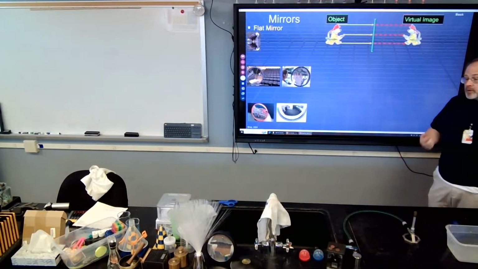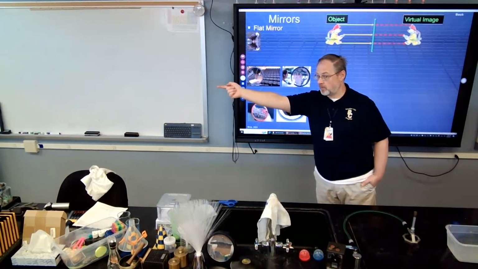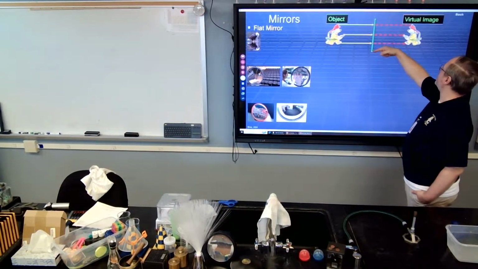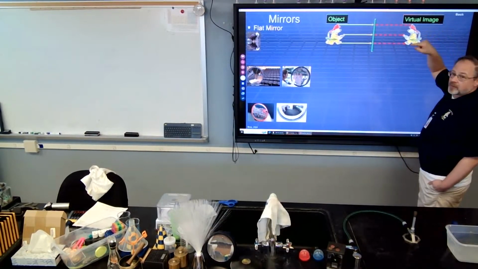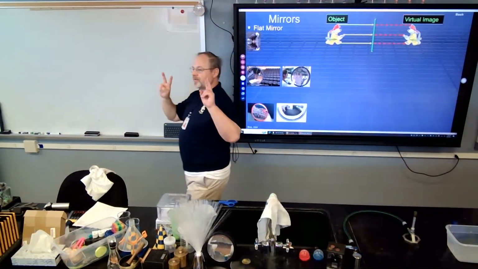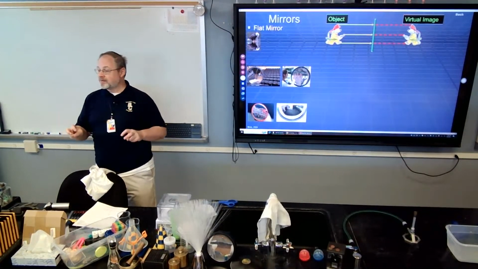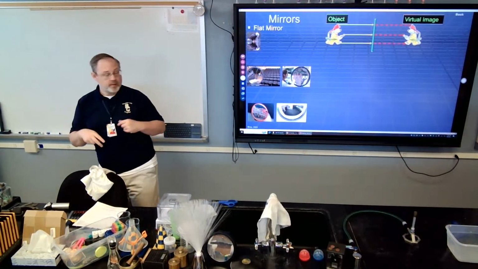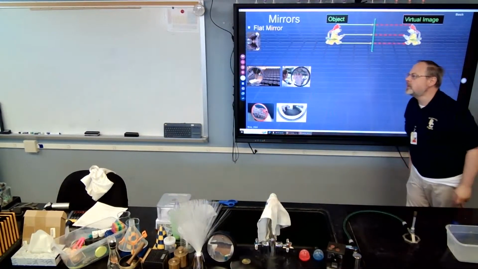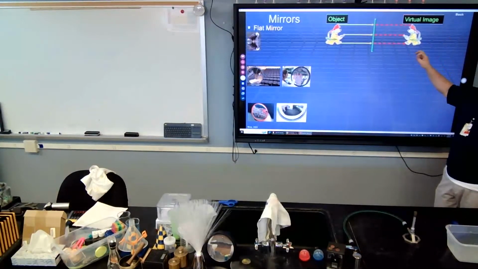But you know that when you see an image in a flat mirror, it looks like you're behind the mirror, right? So the light actually comes back this way, but your brain puts the image behind the mirror. Since the image is not where the light is, we call this a virtual image. It is created by light that is not there, because light hits the mirror and bounces back. But you're like, hey, there's someone in that mirror. You're behind the mirror. So it's a virtual image.